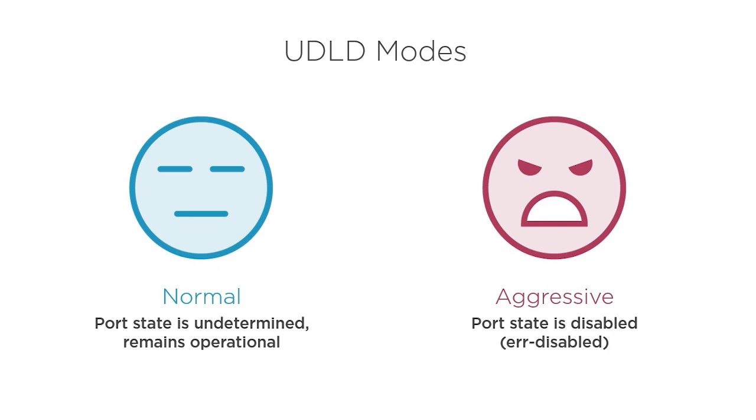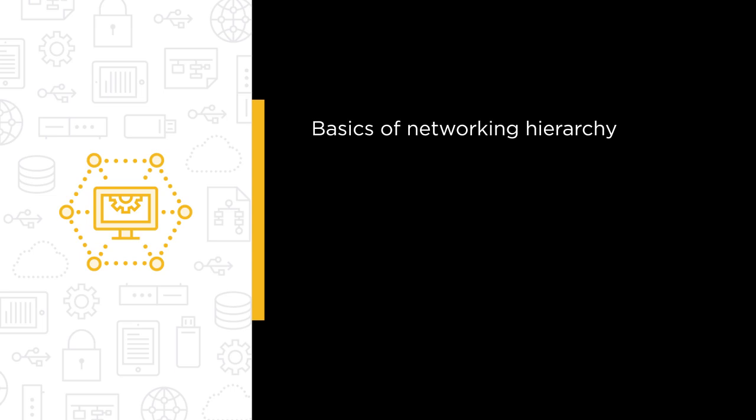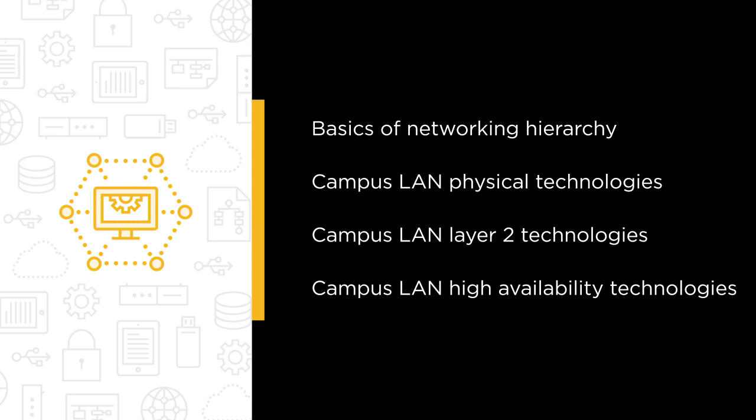topic's key points. This course specifically is targeted on campus LAN technologies, including some discussion about how they work, as well as how they can be fitted together to form a well-designed campus LAN network. Some of the major topics that we will cover include the basics of networking hierarchy, campus LAN physical technologies including cabling and connector types, campus LAN Layer 2 technologies like spanning tree and VLANs, as well as campus LAN high availability technologies like switch stacking and Cisco's Stackwise Virtual.